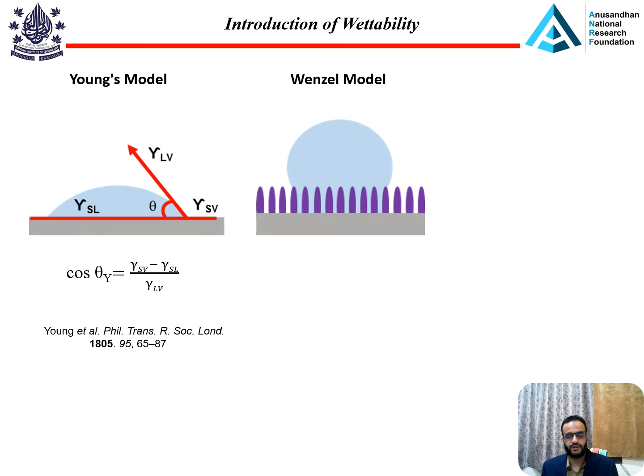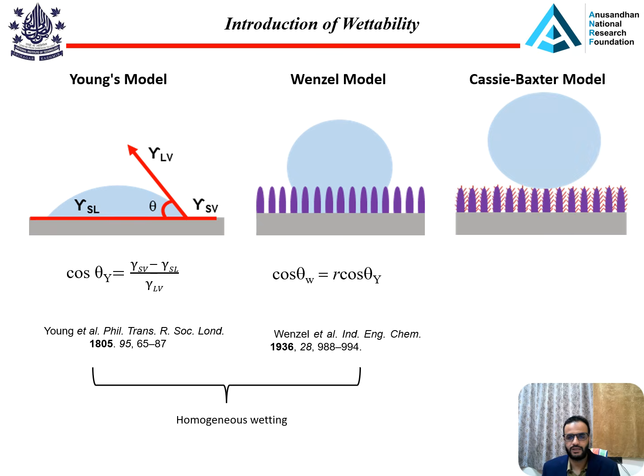However, when the surface has some roughness, the contact angle on those surfaces is explained by the Wenzel model, which explains that with increasing roughness on the surface, for a hydrophilic surface, the surface becomes more hydrophilic, and for hydrophobic surfaces, the surface becomes more hydrophobic with increasing roughness factor. However, when the contact angle is very high, above 150 degree, as we see in the lotus leaf, another model which we call the Cassie-Baxter model explains very high contact angle.